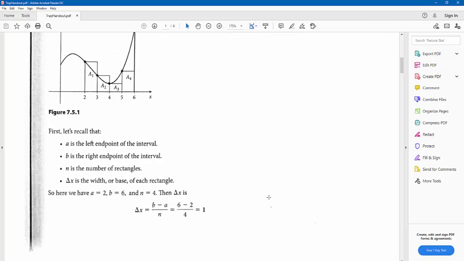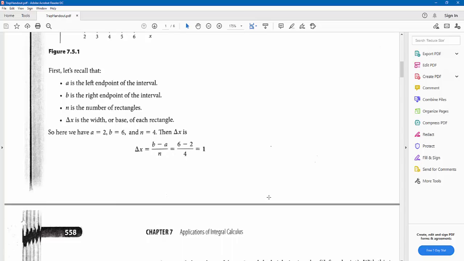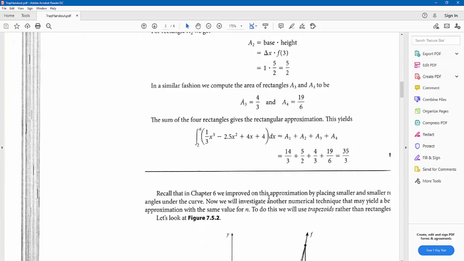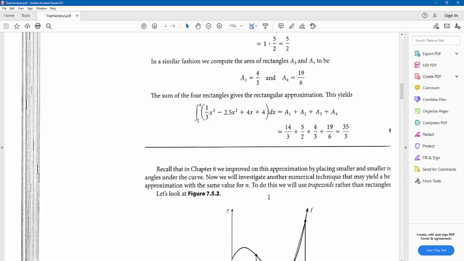A was the left endpoint of the interval, B is the right endpoint. This is all old stuff. That's how you find the area of each rectangle, and you added the area of the rectangles to get an approximation.